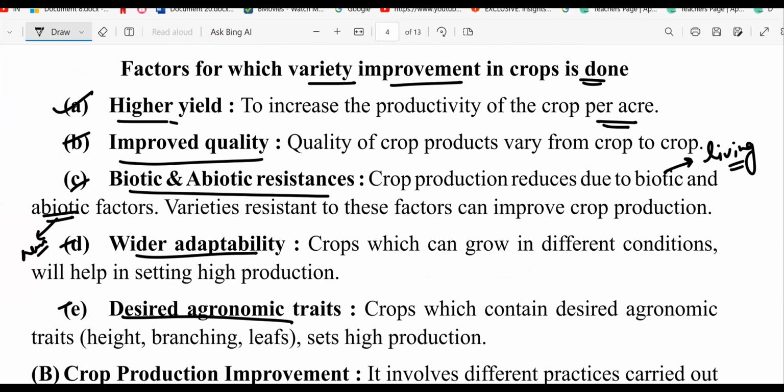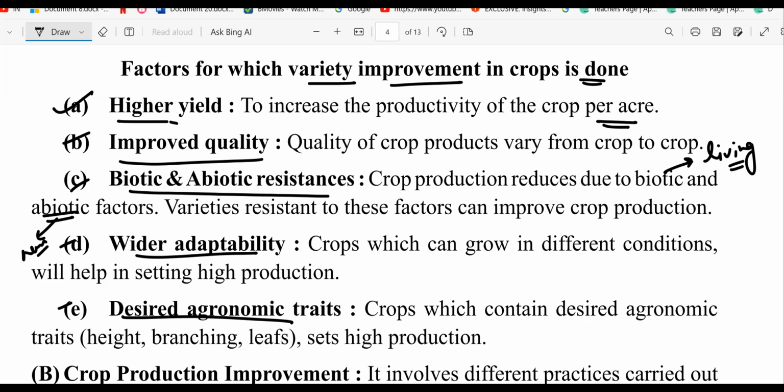So why are we improving the crop? To get higher yield, to improve quality, to get biotic and abiotic resistance. For example, if a plant requires much water, we should make that crop by genetic engineering so that it can easily grow in a lesser amount of water. If a crop is easily infected with pathogens or bacteria, we should spray something to provide resistance. The factors that are negative for the growth of the crop, we are trying to remove.